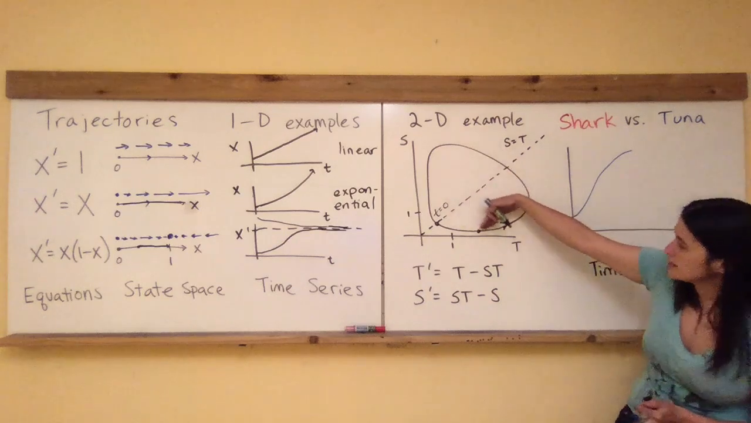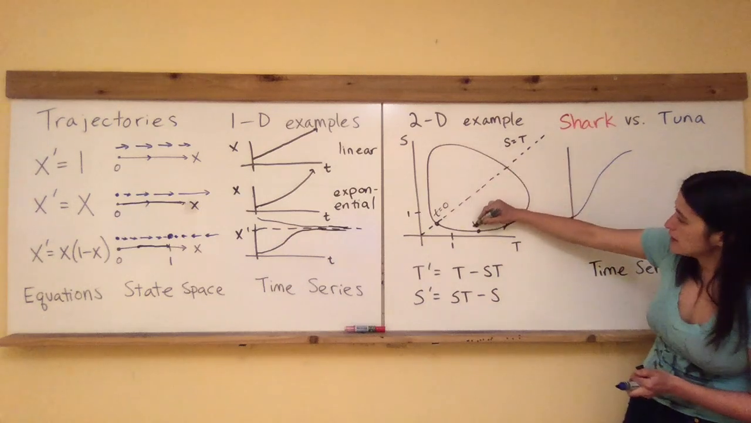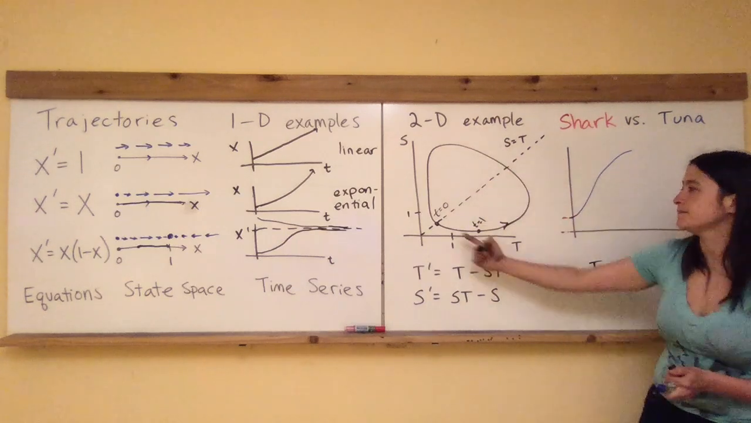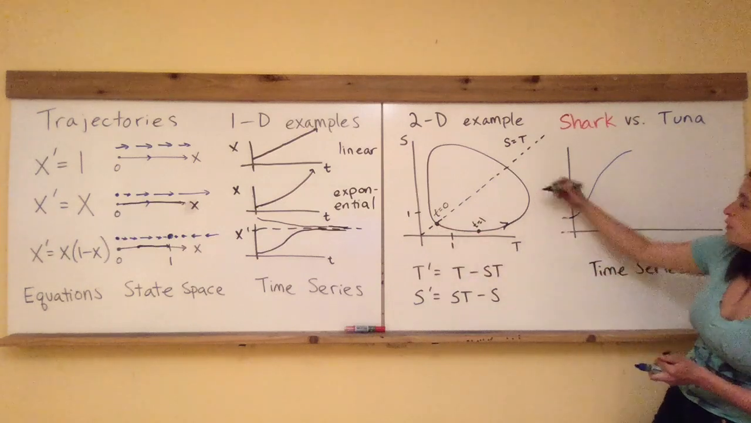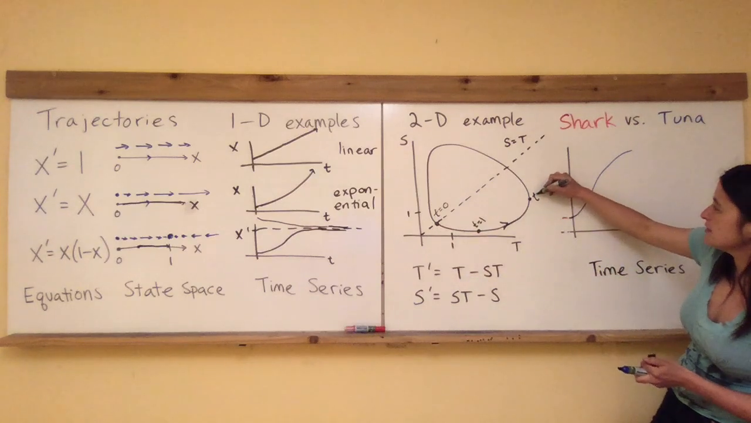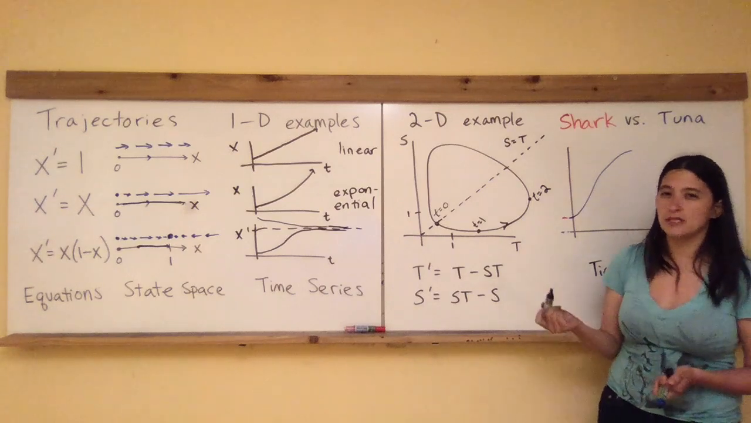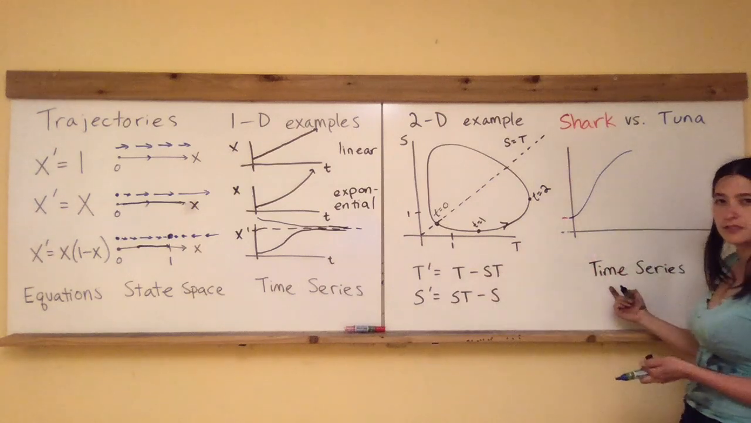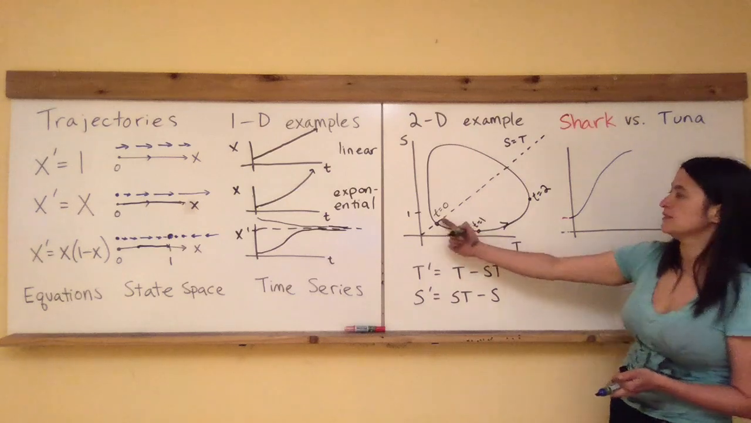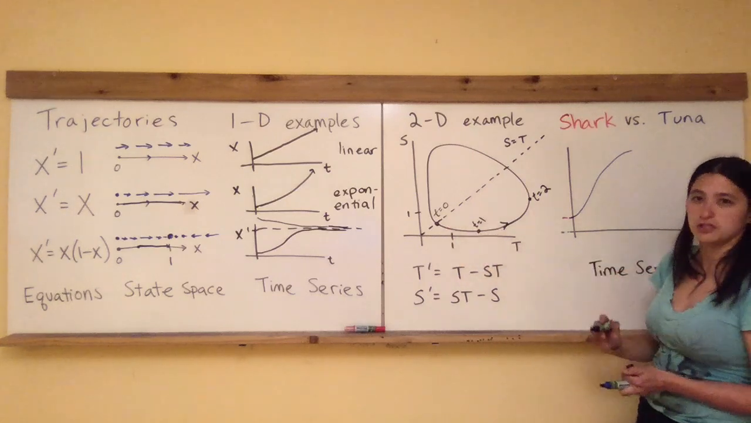You see how it kind of goes down and then it goes back up again? I'll call this t equals 1. And then maybe this corner point right here, I'll call this t equals 2. Now let me show you where those time points go on the time series graph, as I've decided where to label them moving along the trajectory.